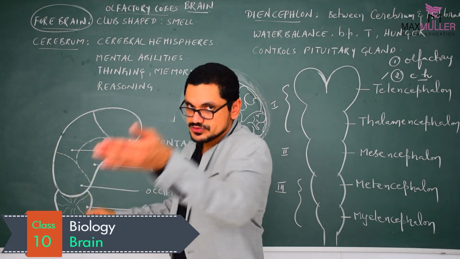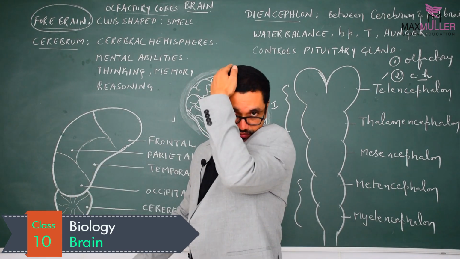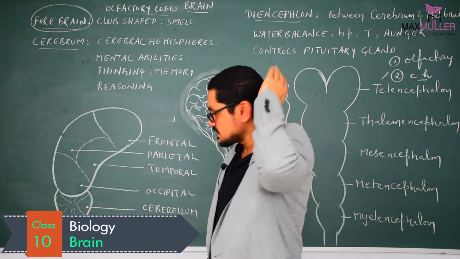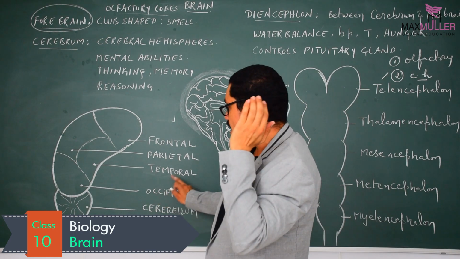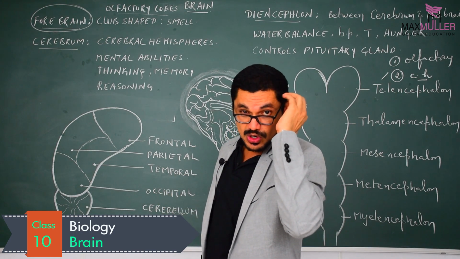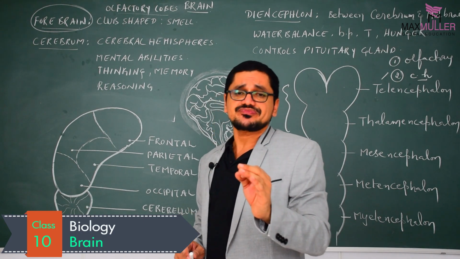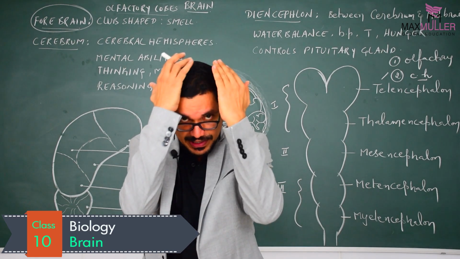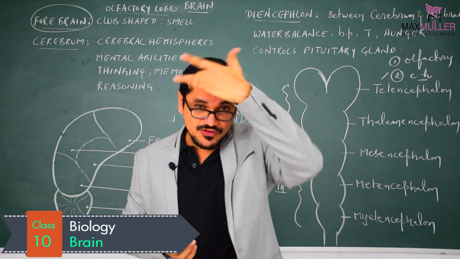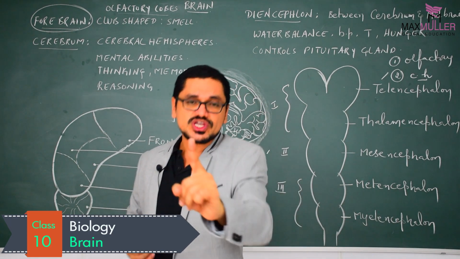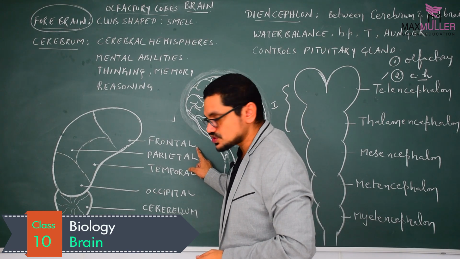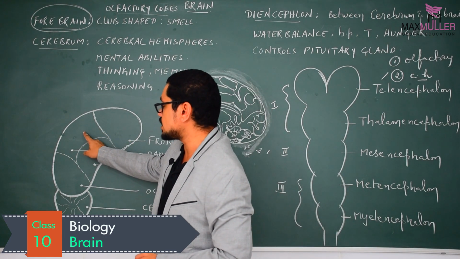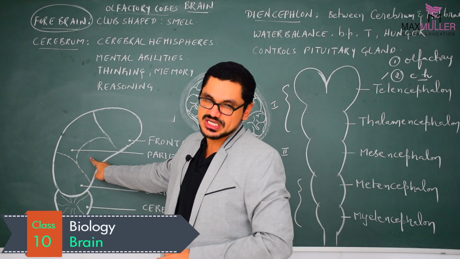See this one, this is the frontal lobe. And this is called parietal lobe. Okay, I am just talking about one half. And occipital lobe, this is occipital lobe, and this one here, the sides will become the temporal lobe. So each half of cerebrum is called cerebral hemisphere. Each cerebral hemisphere is divided into frontal lobe, parietal lobe, temporal lobe, occipital lobe. This is frontal lobe, this is parietal lobe, this is occipital lobe, and this is temporal lobe.